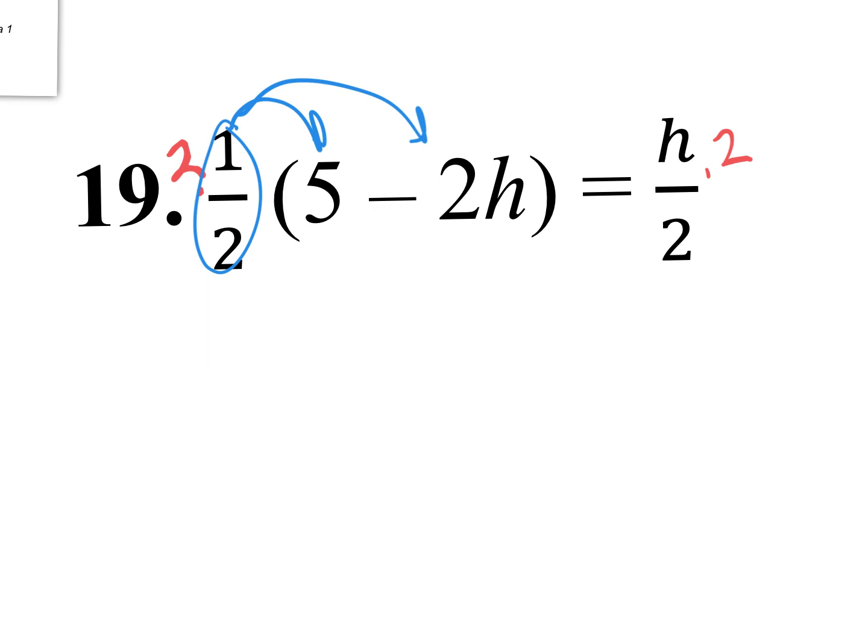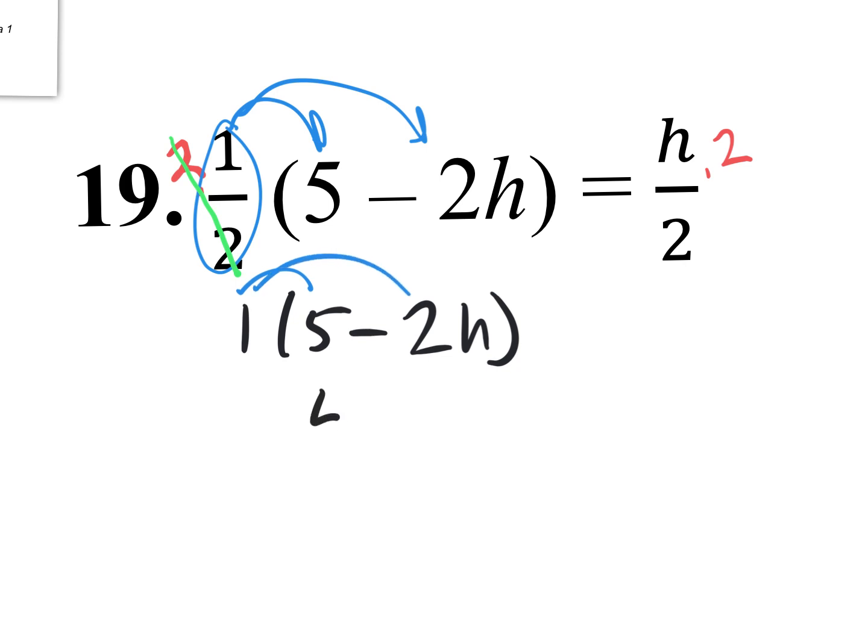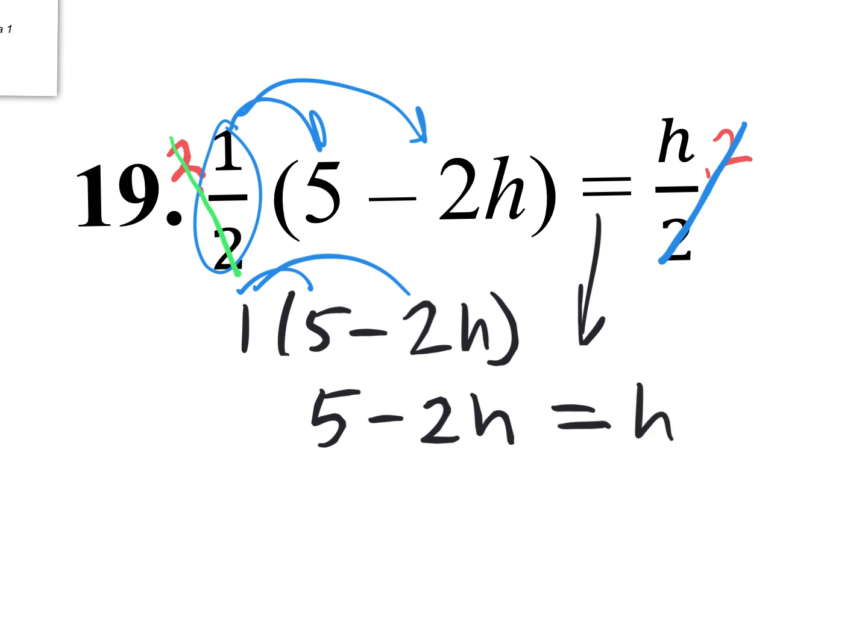So what happens? Well, the 2 on top and the 2 on the bottom cancel out, and what we have left is a 1 parenthesis 5 minus 2h. And of course, distributing that 1 doesn't change anything, so I'm going to have a 5 minus 2h without parentheses. Bring down the equal sign, and over here, the 2 and the 2 cancel out, and I have a nice, beautiful h.